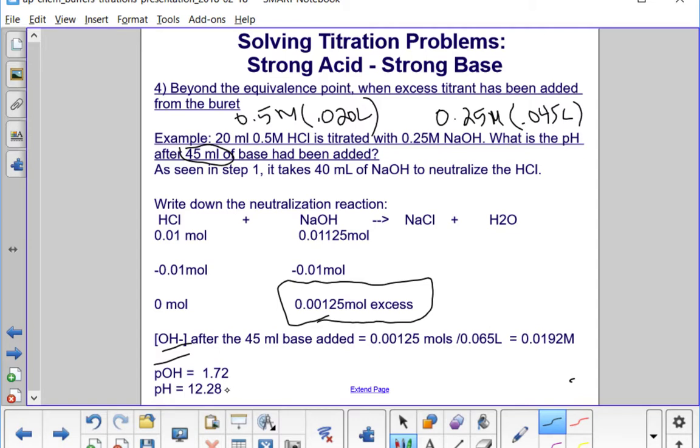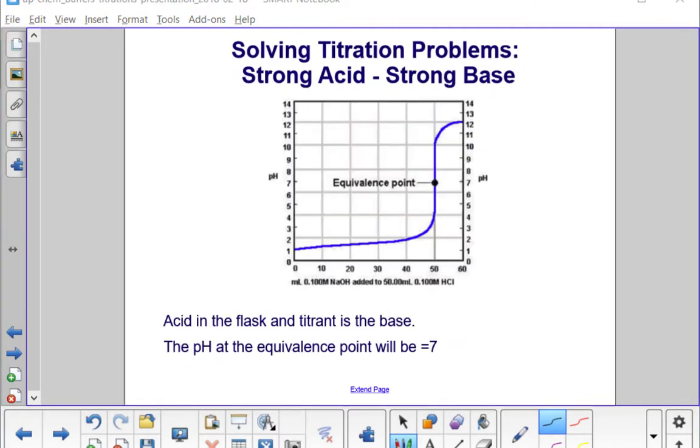So right after the equivalence point, we added 5 additional milliliters. The equivalence point was at 40. We had 5 additional milliliters, and the pH jumps rapidly from 7 to 12.28. One more time, we'll look at this on a pH curve.